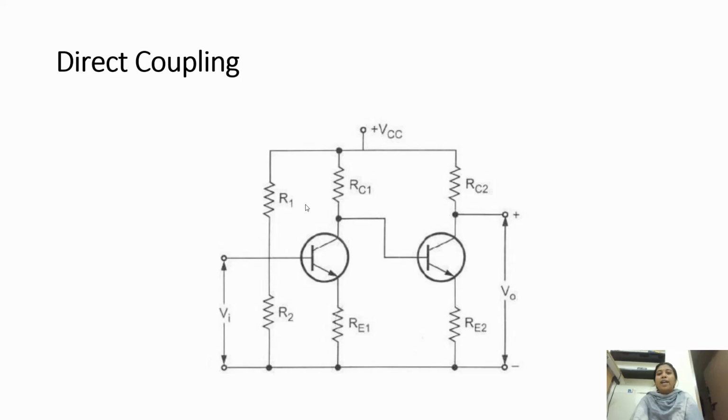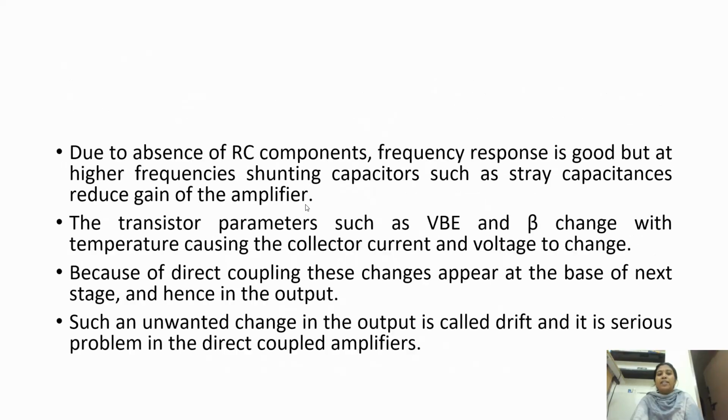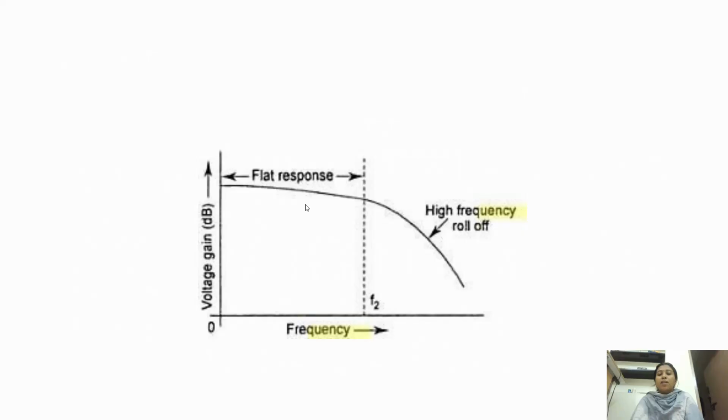The third method is the direct coupling amplifier. In this method, the output of the first stage is directly coupled to the input of the next stage. The direct coupling allows the quiescent DC collector current of the first stage to pass to the base of the next stage. It affects the biasing conditions. Due to the absence of RC components, frequency response is good, but at higher frequencies, shunt capacitors reduce the gain of the amplifier. This is the frequency response of the direct coupled amplifier.